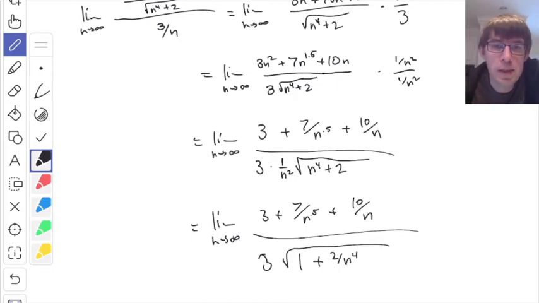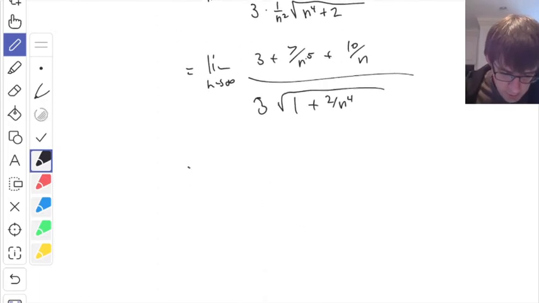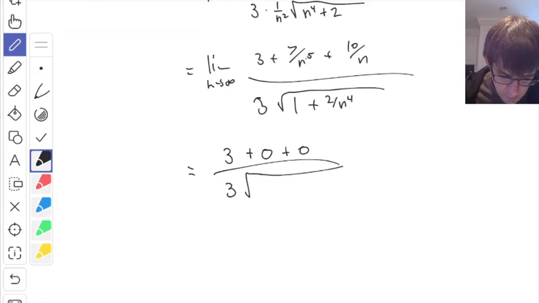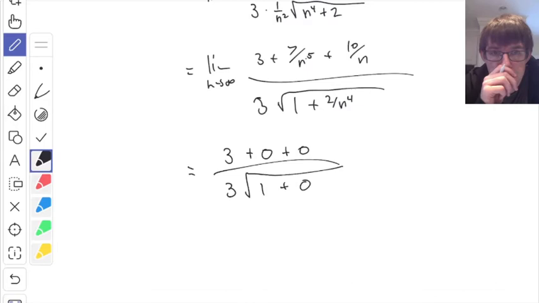All right, and now I'm ready to take the limit. You can send n going to infinity. It means all those things with n's in the denominators will all become 0. And so what's left when I actually do the limit is going to be 3 plus 0 plus 0. Wherever you see n in the denominator becomes a 0. And it all works out to 1, right? It's 3 divided by 3 times the square root of 1. 3 over 3, which is 1.